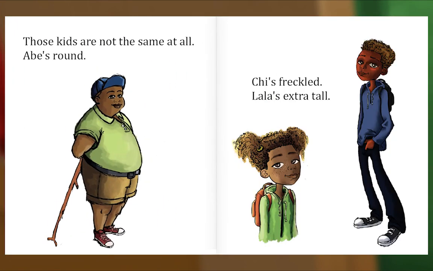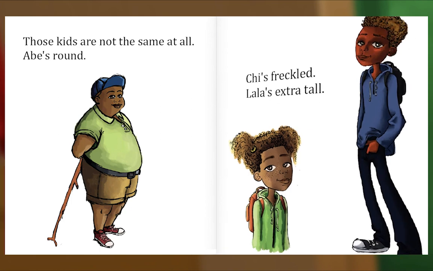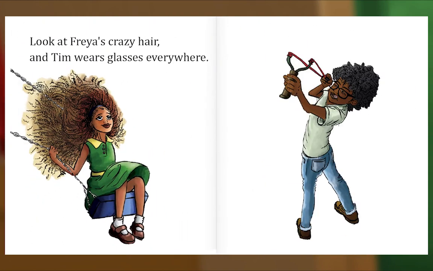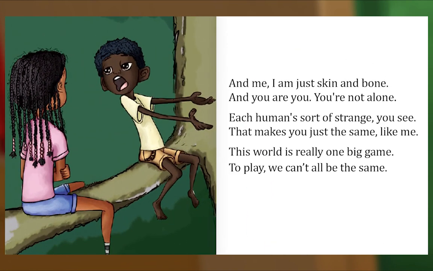Those kids are not the same at all. Abe's round, Chi's freckled, Layla's extra tall. Bam Bam's wild and must run free, while Lulu reads quietly. Look at Freya's crazy hair, and Tim wears glasses everywhere. And me? I am just skin and bone. And you are you. You're not alone.